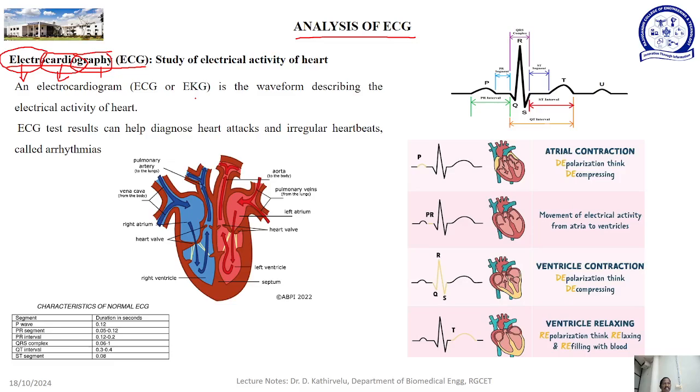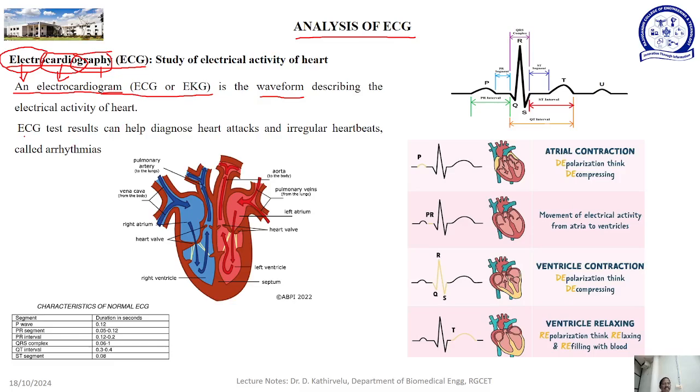Electrocardiograph is the instrument which is used to study the electrical activity of the heart. The instrument presents its output in the form of a wave. That wave is nothing but the electrocardiogram. Electrocardiogram is the recorded waveform, the recorded output or picture, which describes the electrical activity of the heart. In short, gram means waveform. If it is electrocardiogram, it is the waveform which represents the electrical activity of the heart.